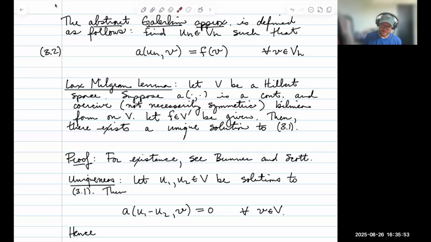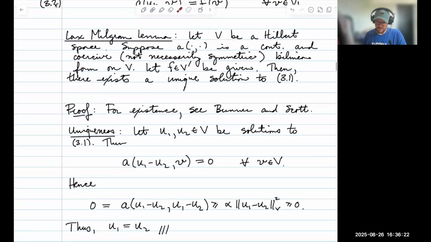Now, I can't show you the existence part because that requires a lot of machinery. For that proof, you can see Brenner and Scott, which is one of the two references that I gave for this course. Brenner and Scott's kind of nice because it's more or less self-contained, so it can give you a nice introduction to functional analysis, which is where this theorem lives. The existence is a little bit beyond me, or beyond this course, but the uniqueness is really easy.